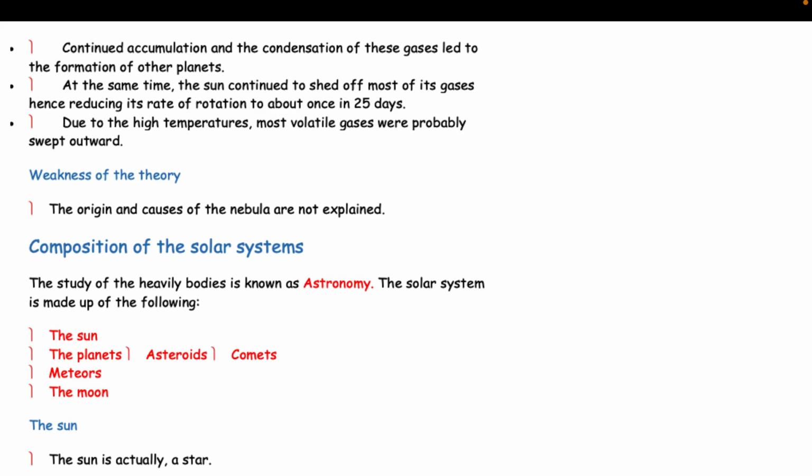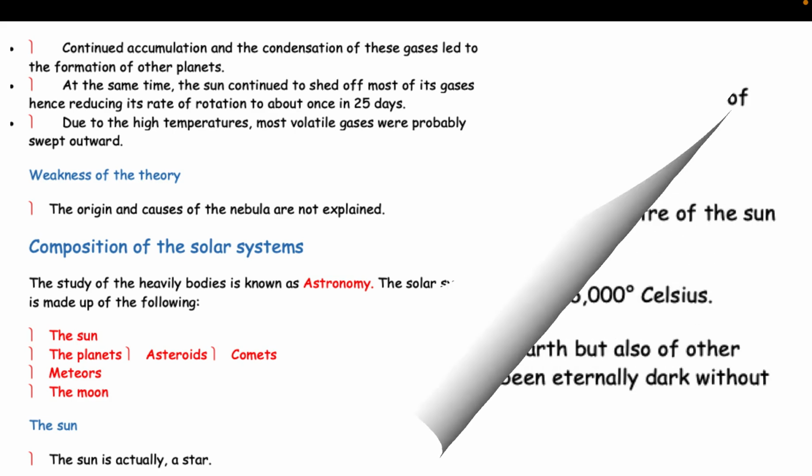Composition of the solar system. The study of the heavenly bodies is known as astronomy. The solar system is made up of the following: the Sun, the planets, asteroids, comets, meteors, and the Moon. The Sun is actually a star.